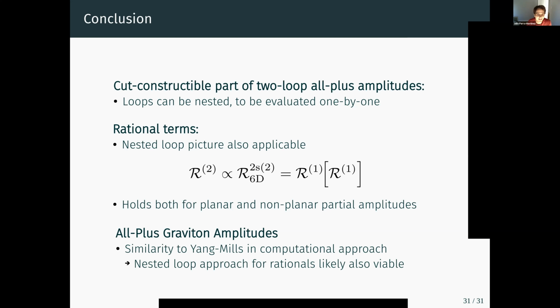Hi, Sebastian. Thanks for a very nice talk. I just wanted to point out that there's a stepping stone between Yang-Mills and pure gravity, which probably would be very simple for applying your technology, which is N=4 supergravity.